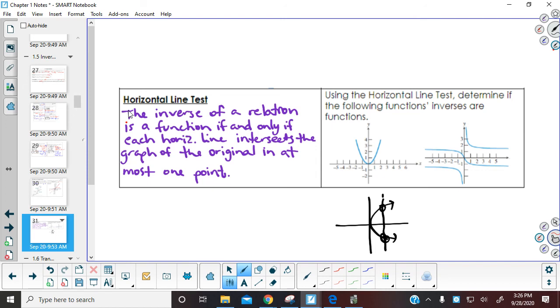So what the horizontal line test allows you to do is totally forget about doing the inverse first. It's just going to say if your original fails this horizontal line test, that means your inverse will fail the vertical line test. It's just taking a shortcut. It's saying if the horizontal line test doesn't work in the original, it won't pass the vertical line test for the inverse. So in other words, the inverse is not a function.